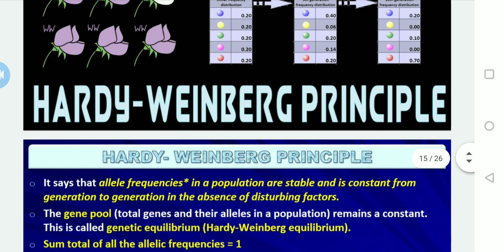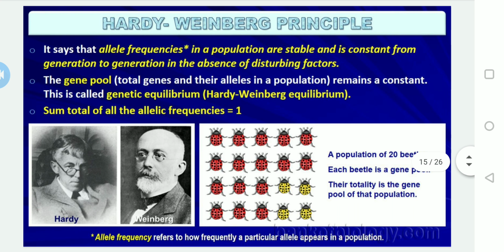First of all, the definition says that the allele frequencies in a population are stable and constant from generation to generation in the absence of disturbing factors. That means the allele frequencies in a population, a group of individuals, remain as they are, with no changes from generation to generation. If there are no disturbances and no interference, it remains as it is.